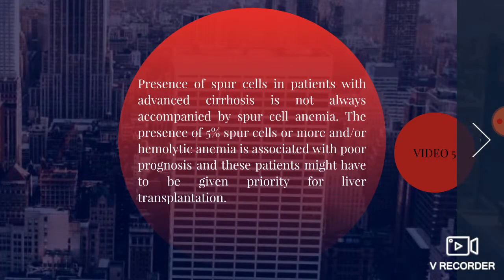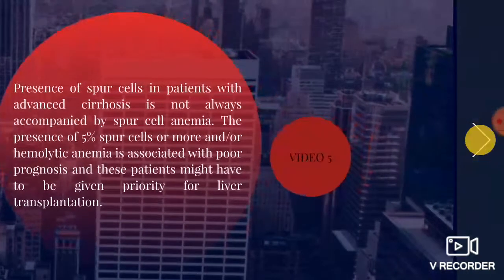Conclusion. Presence of spur cells in patients with advanced cirrhosis is not always accompanied by spur-cell anemia. The presence of 5% of spur cells or more and/or hemolytic anemia is associated with poor prognosis, and this patient might have to be given priority for liver transplantation.